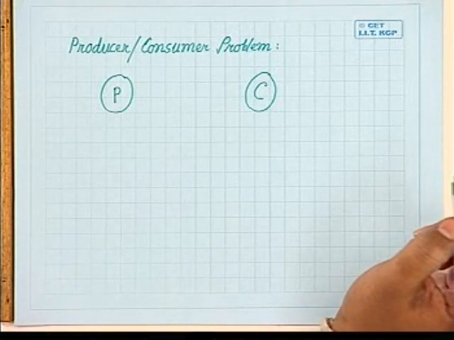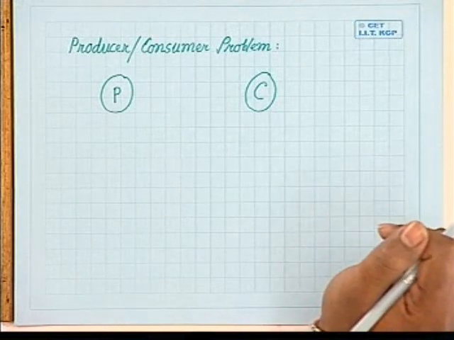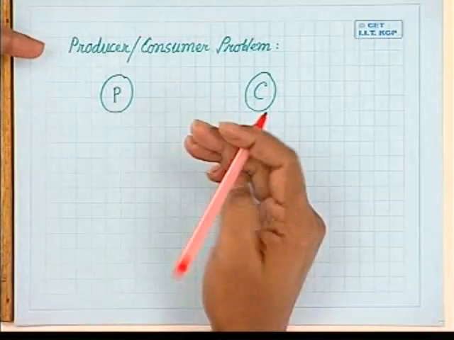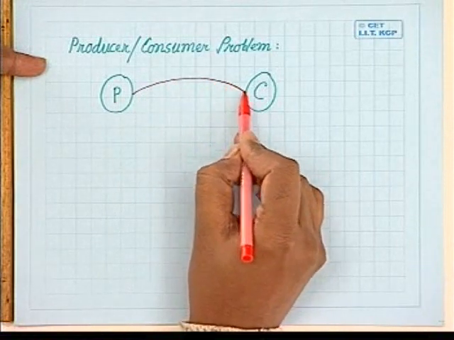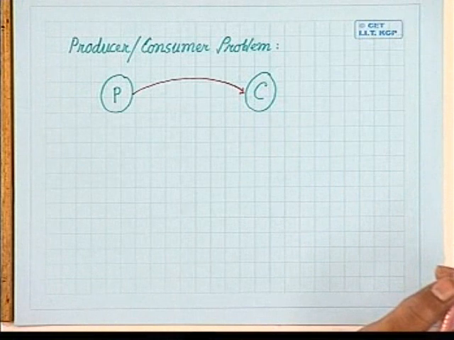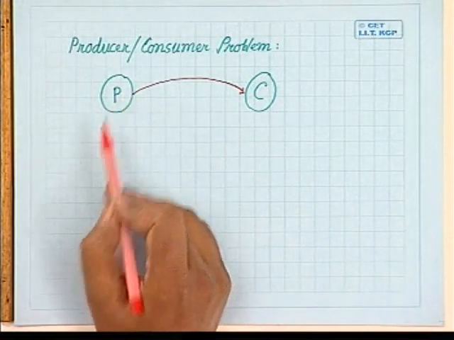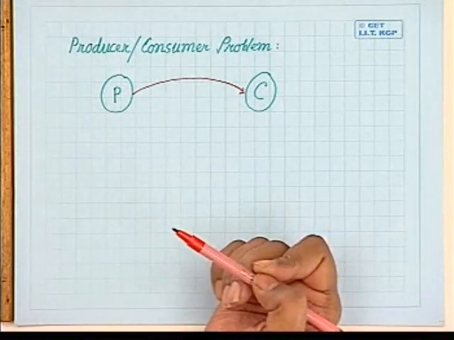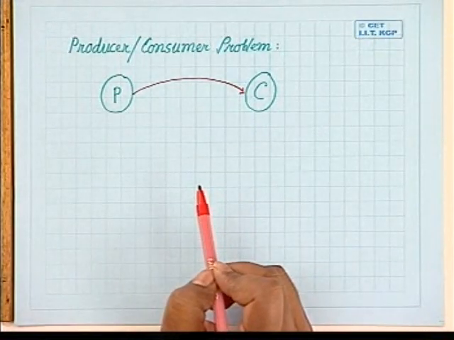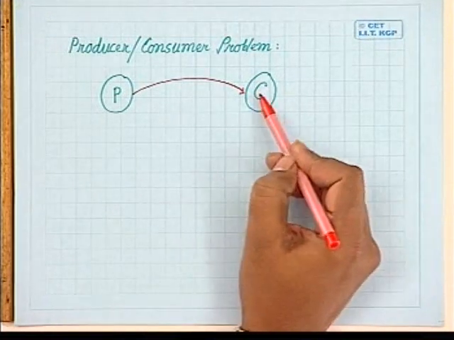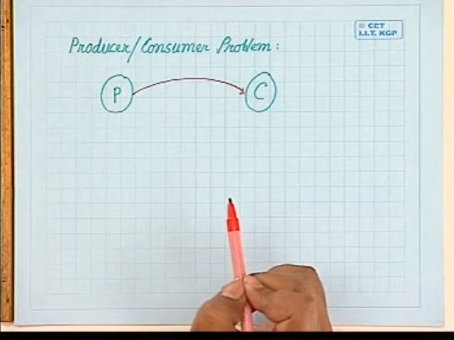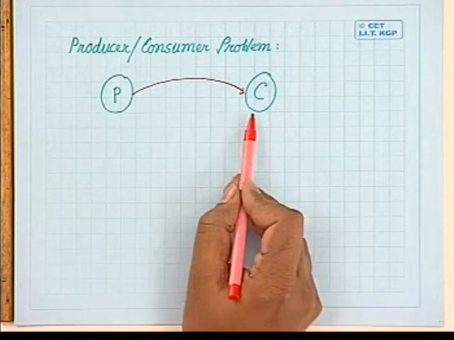The idea is like this: the producer process produces some items which are to be consumed by the consumer process C. The items which are produced by the producer process should go to the consumer process, and the consumer process will consume the items. The producer process is an independent process. We would like the producer process to be able to generate items independently of the consumer. We would also like the consumer process to be able to consume the items independent of the producer, so that these two processes can run concurrently.